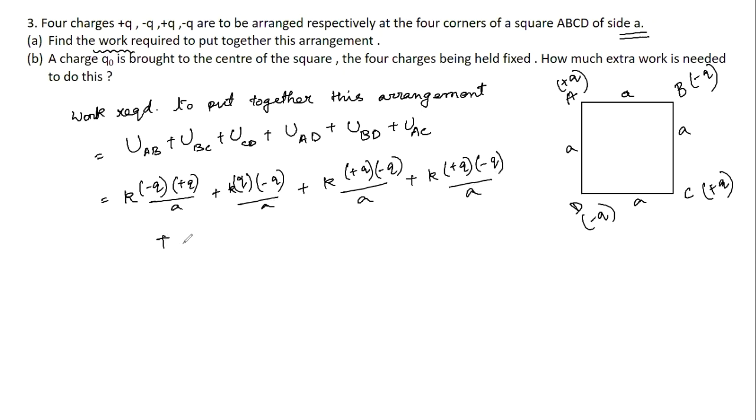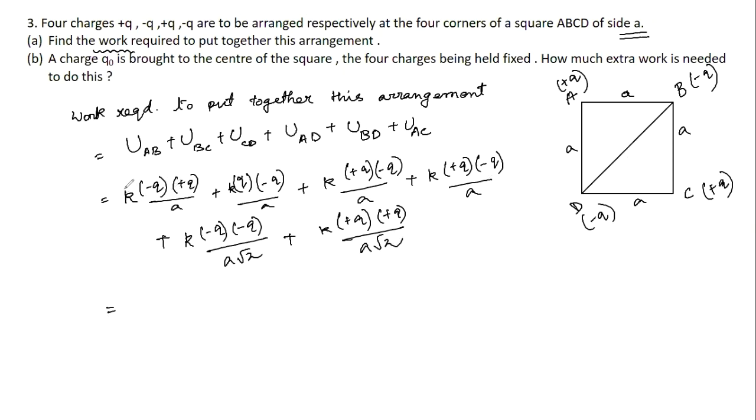And the remaining two are BD and AC. The potential energy for the pair BD will be K minus Q times minus Q by A root 2, the diagonal length BD. And for AC also you will have the same value, K plus Q times plus Q by A root 2.